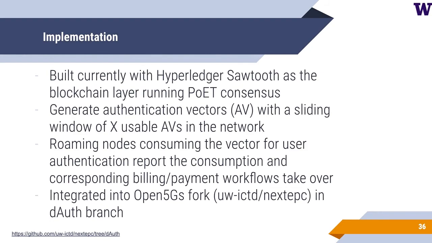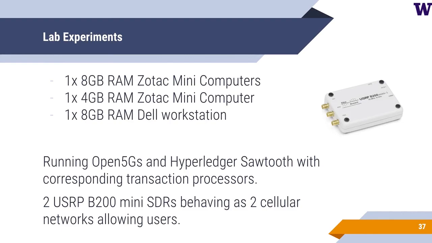A roaming network can cache in the authentication vectors to enable the user to roam onto the network and perform billing settlements later. We currently have an implementation of this system, which generates a rolling window of N usable authentication vectors and shares it across the network of peers with a pre-attached monetary value to each authentication vector. We run these experiments in lab settings using a mini SDR radio and low-powered Zotac mini computers running Open5GS and the Sawtooth blockchain nodes.